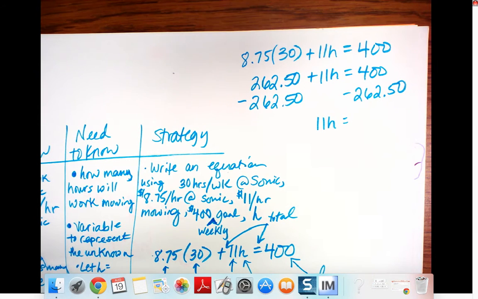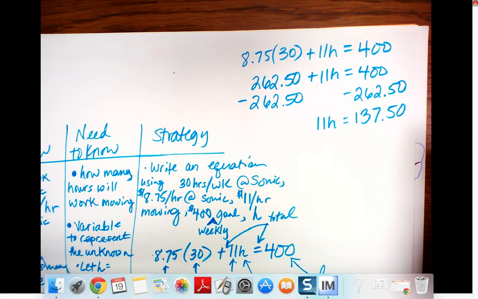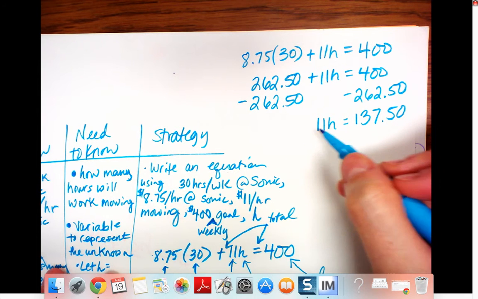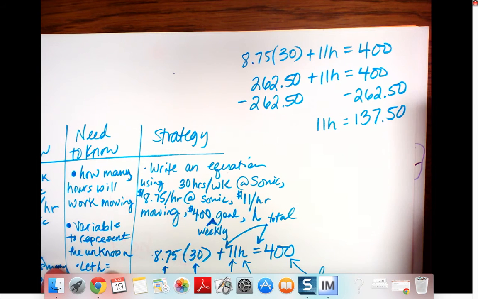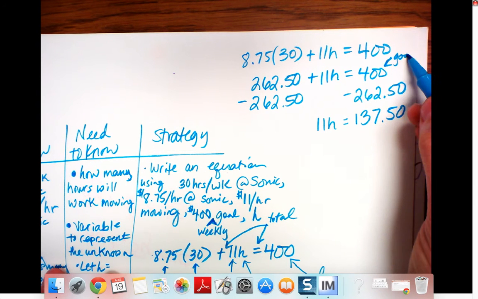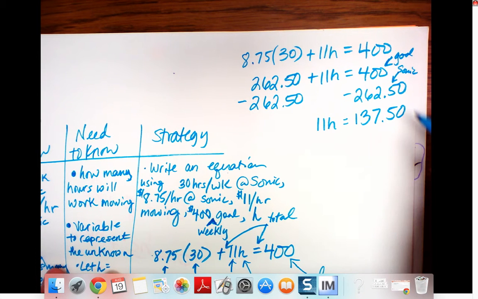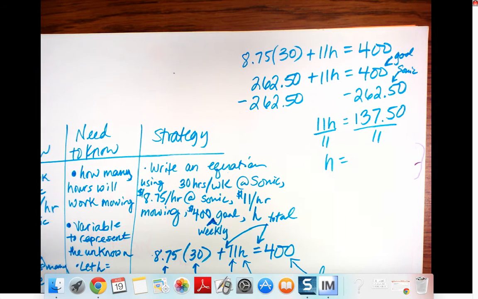So $400 minus $262.50 is $137.50. And since we know that we make $11 per hour mowing, and this is how much money we will make mowing that week, because remember, this is your goal, this is your Sonic, so this has to be mowing, so we're going to divide by 11. That is 12.5.